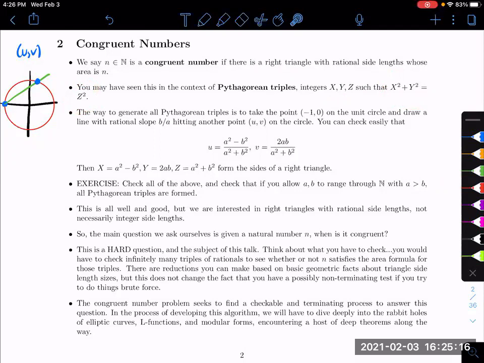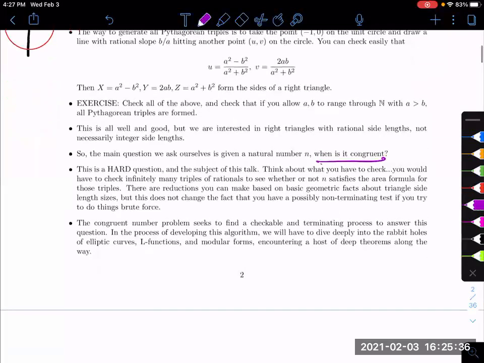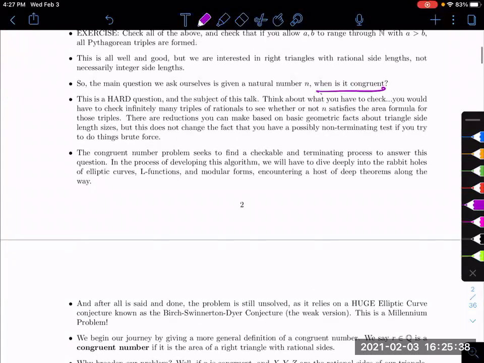Well, we're going to see that is not the case, or almost not the case, as we go through this. So this is the main question here. When is a natural number congruent? It's a hard question. It's very difficult to get an actual reasonable answer, but we're going to slowly whittle it down and get it to the point where we actually get a very beautiful answer here.